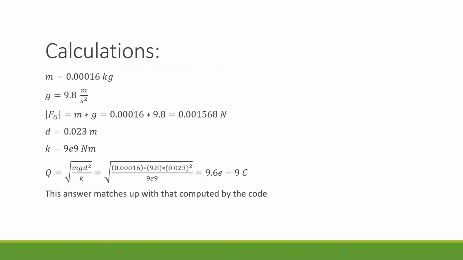The first calculations done were to find the charge on the tapes. This was done by setting the electric force and gravitational force magnitudes equal to each other. The charge on the tape was then calculated to be approximately 9.6 times 10 to the negative 9 coulombs.